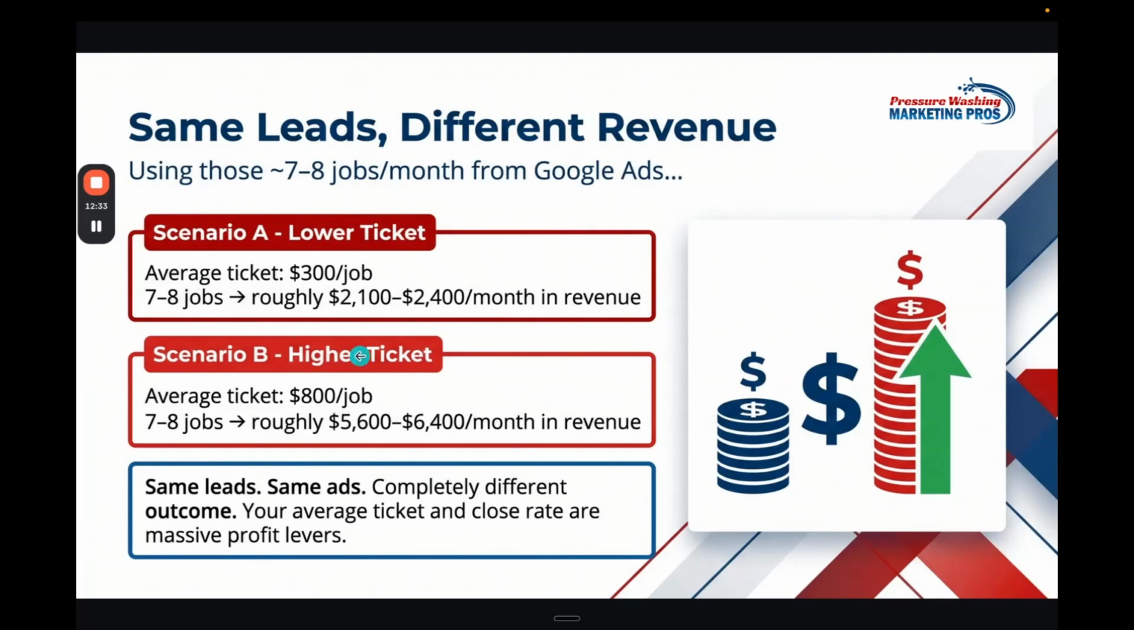But in scenario B, let's say that we have a client that has a much higher average ticket. If it's $800 and they have 7 jobs, then they're going to make $5,600 to $6,400 in revenue. So it's the same amount of leads, same ads, but completely different outcomes. That's why your average ticket and close rate are your levers on how successful you will be with Google Ads or any form of advertising. That's why you have to ensure that you are priced appropriately for ads. That's how 2 companies can have the same exact results but make a different amount of money. And so that is what determines your revenue.